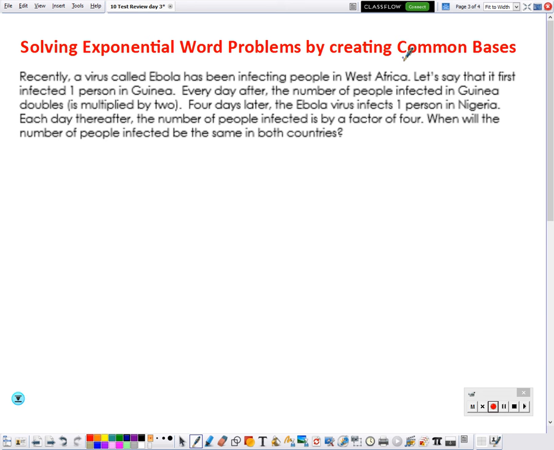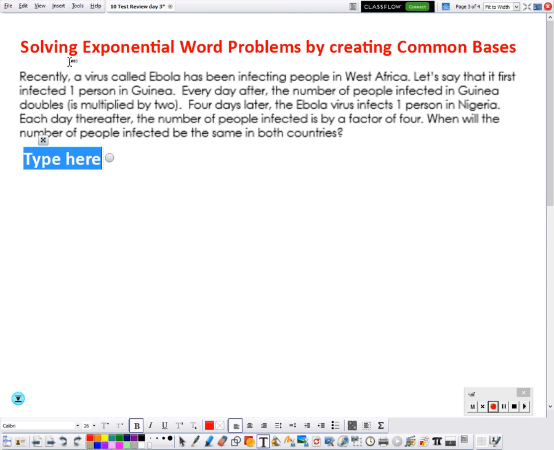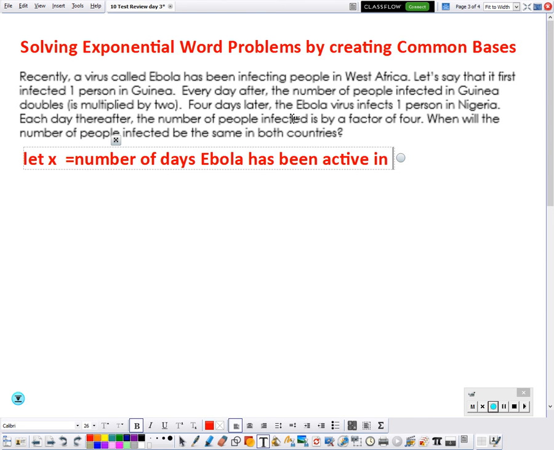4 days later, the Ebola virus affects one person in Nigeria, and each day thereafter, the number of people infected is multiplied by a factor of 4. When will the number of people infected be the same in both countries? All right, well, the first thing we need to do is define our variables. So let x equal the number of days Ebola has been active.